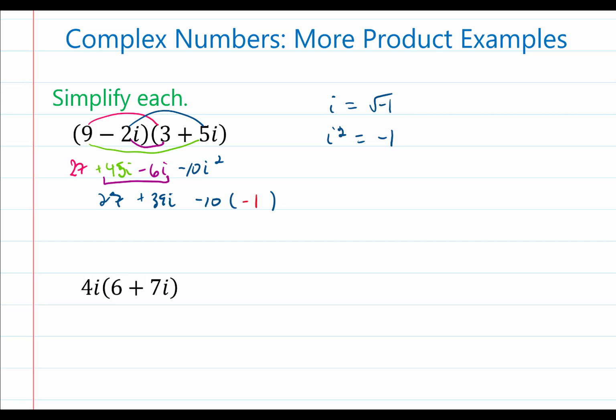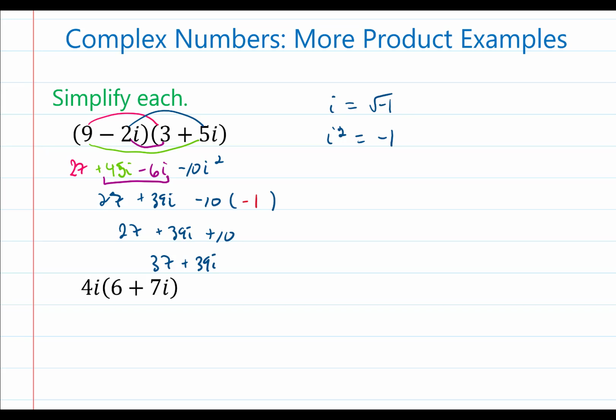We can then continue to simplify, and so we have 27 plus 39i, and then the product of negative 10 and negative 1 is positive 10. Simplifying by combining the two real parts together, we get positive 37 plus 39i. And so that is the product of these two complex numbers.